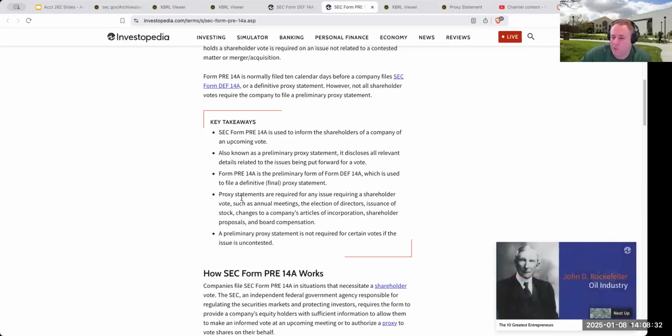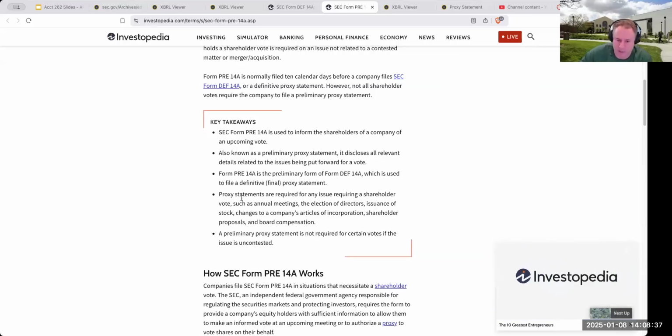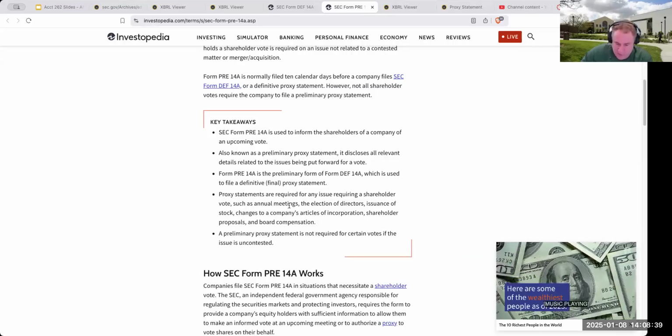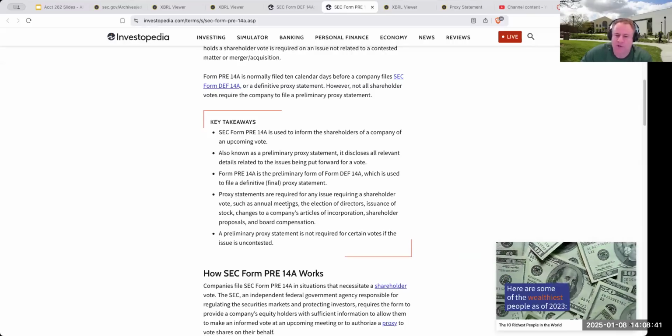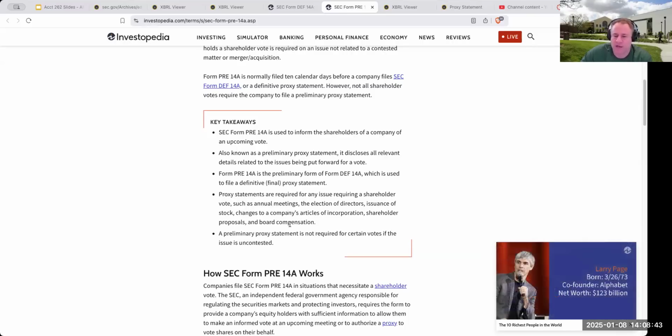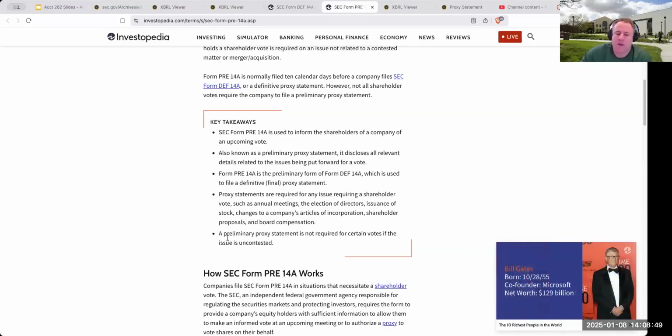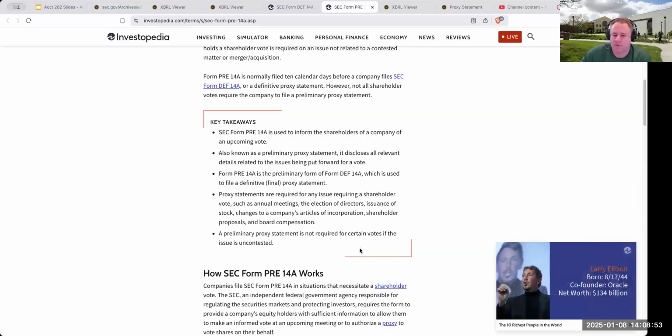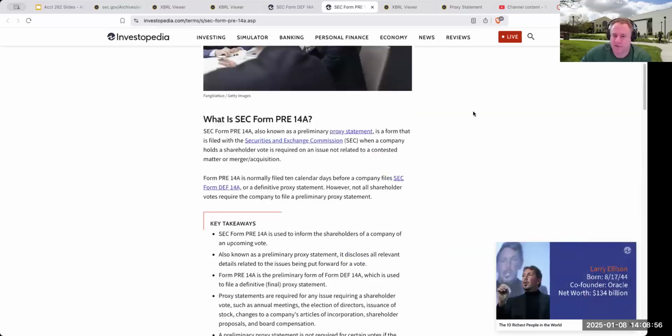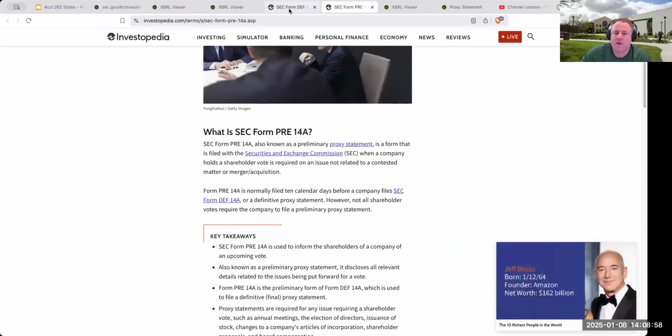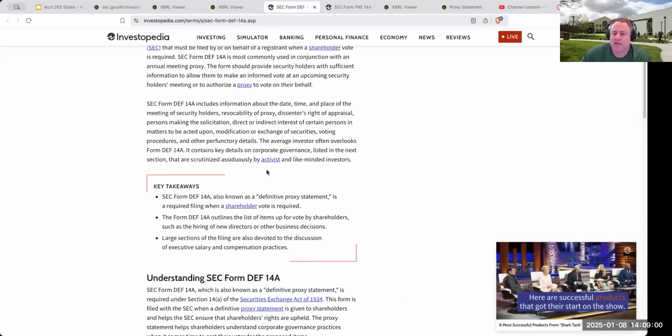Proxy statements are required for any issue requiring a shareholder vote, and that's going to be in the company's bylaws, such as annual meetings, election of directors, issuance of stock, changes to a company's articles of incorporation, shareholder proposals, and board compensation. Also the board composition. A preliminary proxy statement is not required for certain votes if the issue is uncontested. So I'm going to put the link up for this.